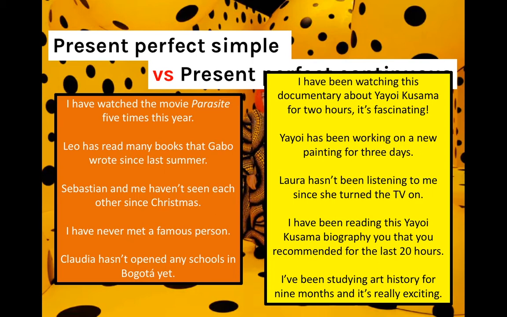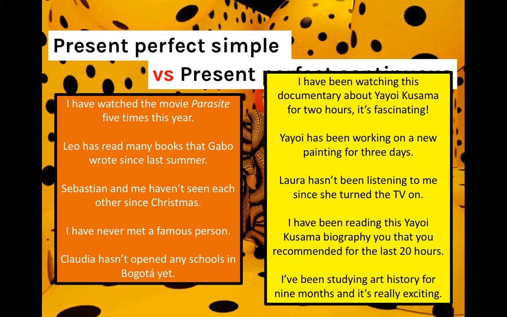Sebastian and I haven't seen each other since Christmas. This is an example of an activity that started in the past and continues to the present because we saw each other at Christmas. But since then, we haven't seen each other. It's an activity that started in the past and continues to the present. I have never met a famous person is an example of a life experience. It's something that's never happened and I use never.